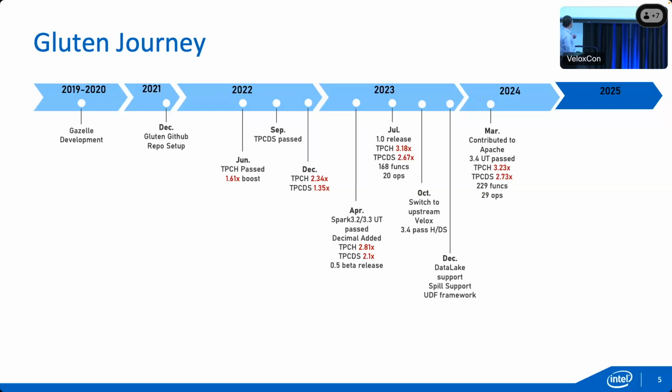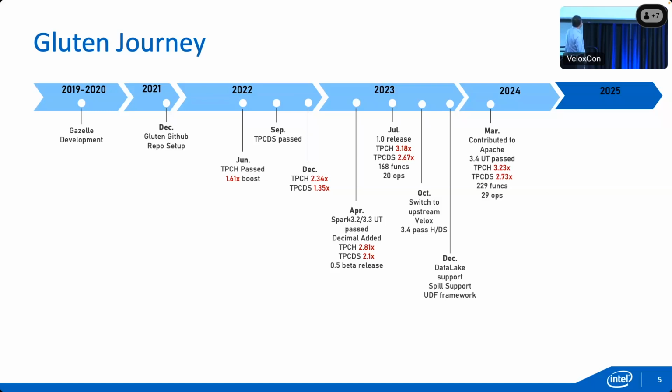After the UTs passed, we could generally test in customer environments. Then we added decimal support, and TPC-H was boosted to 2.21x and TPC-DS to 2.1x. And then we released the 0.5 beta release, and some customers started to use Gluten and test it in their real environment. In July, we got a 1.0 release, and TPC-H got 3.18x and TPC-DS 2.67x. And then we passed 168 functions and 20 operators in Spark.